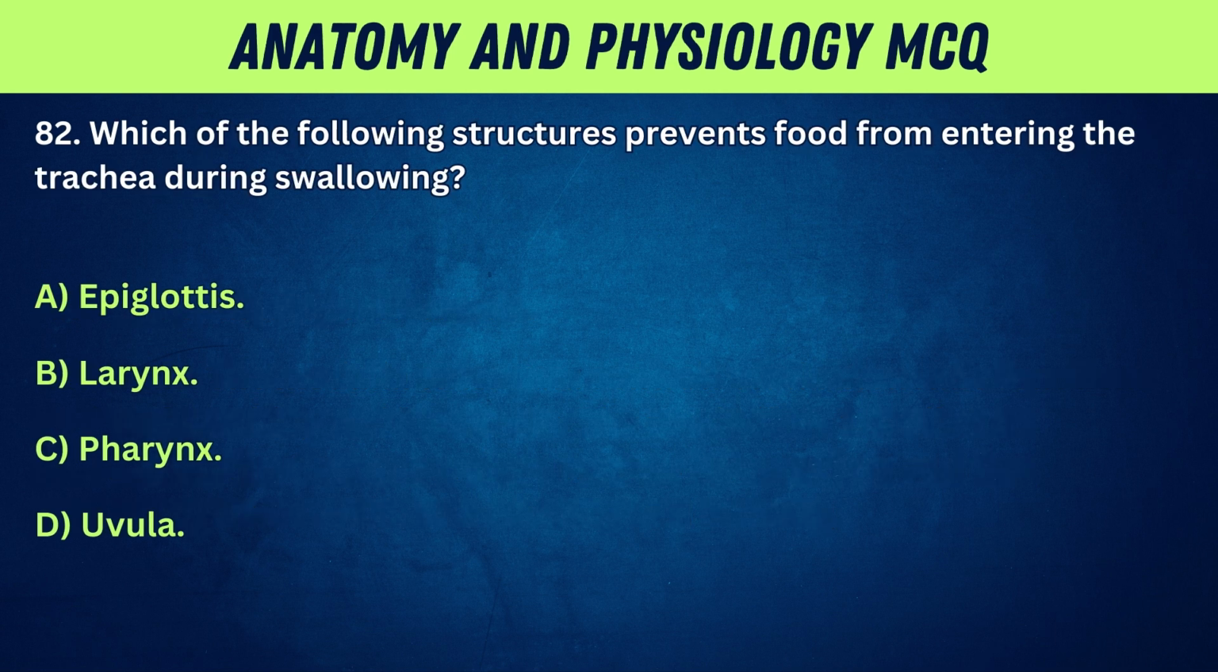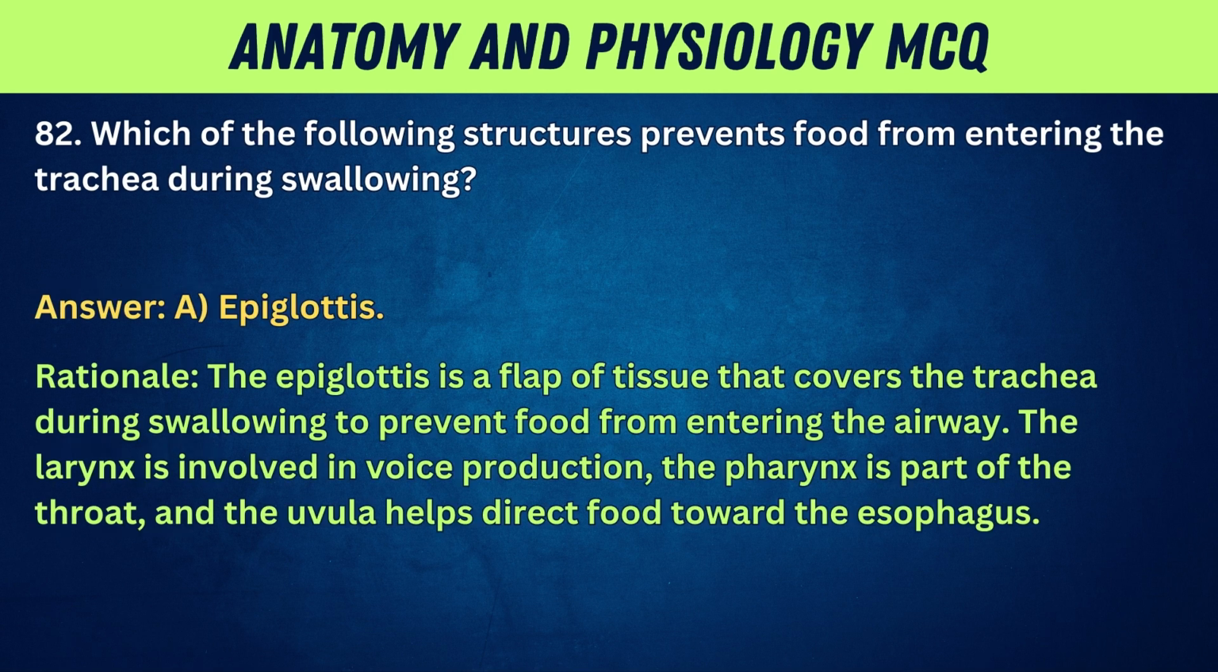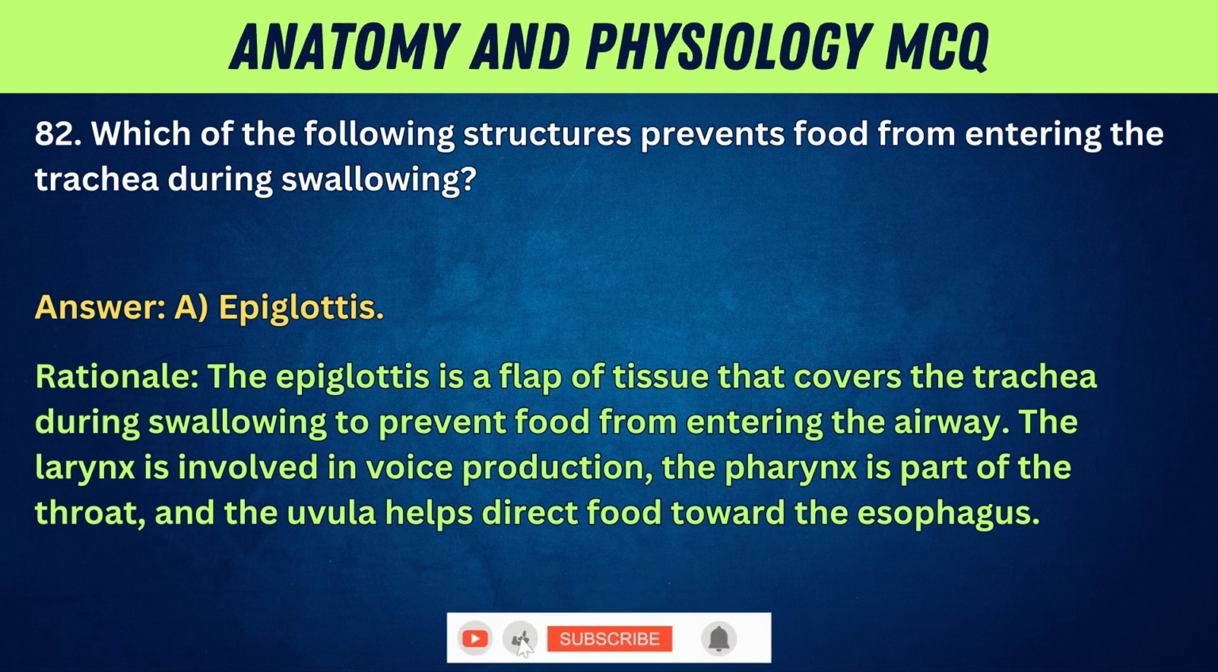82. Which of the following structures prevents food from entering the trachea during swallowing? A. Epiglottis. B. Larynx. C. Pharynx. D. Uvula. Answer: A. Epiglottis. Rationale: the epiglottis is a flap of tissue that covers the trachea during swallowing to prevent food from entering the airway. The larynx is involved in voice production. The pharynx is part of the throat, and the uvula helps direct food toward the esophagus.